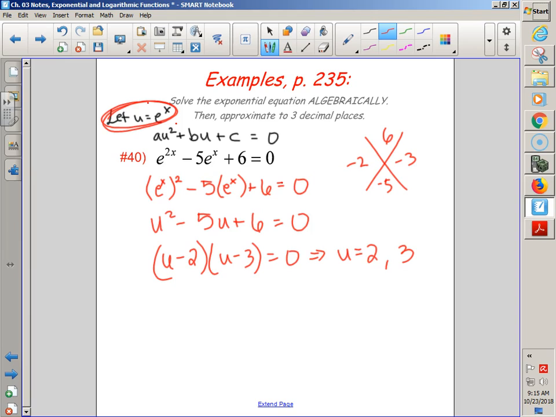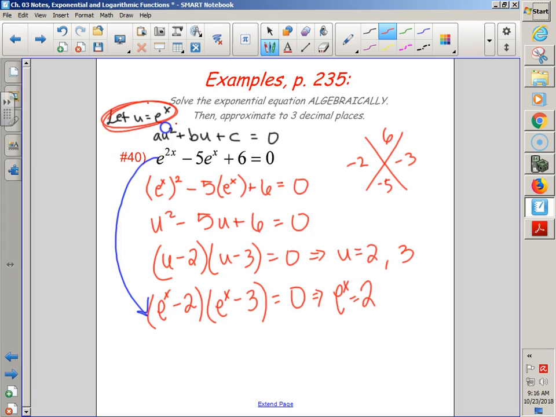So who was u? Couldn't we make this e to the x minus 2 based on what we did in the very beginning? Some of you can actually jump from here to here because your brain's like, oh, it's a square, I got it. But some of you might need to get yourself out of this problem into u's and then come back. You might need to detach a little bit and then get the e to the x's back in. But this would lead us to not u equals, but e to the x equals 2, or e to the x equals 3.